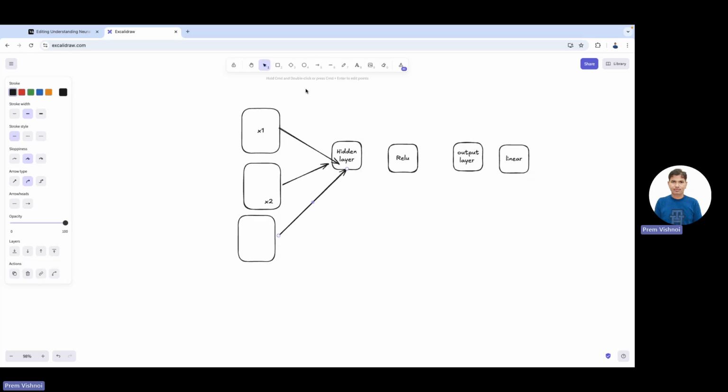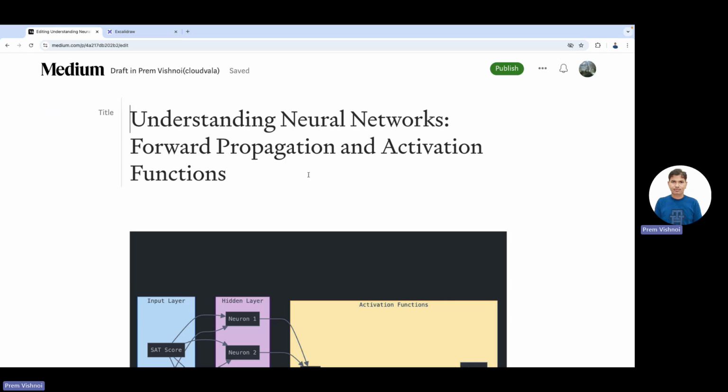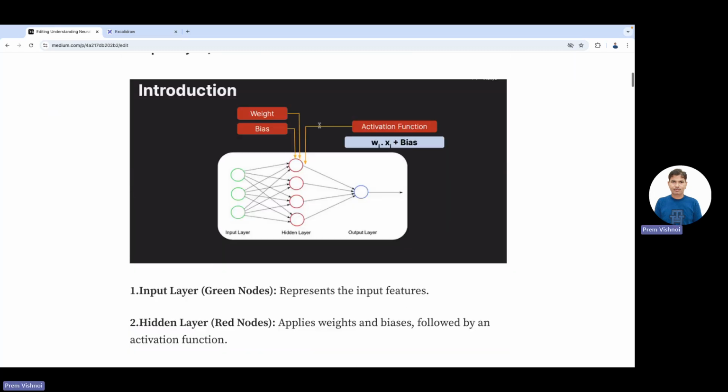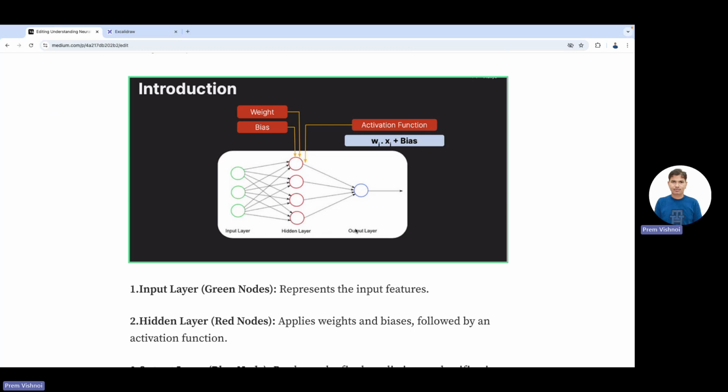Okay, so hidden layers, and now the next layers are activation layers and output layers and so on, right? Okay, let's talk about this one. And so, introduction: neural network architecture. This is the architecture, right? Input layer, hidden layer, and output layer. And these are the weight and bias and activation function.